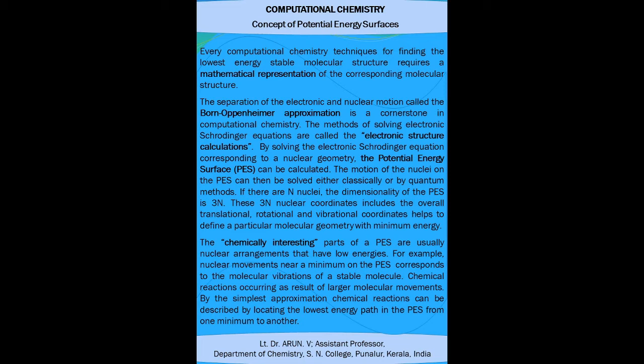The chemically interesting parts of a potential energy surface are usually nuclear arrangements that have low energies. For example, nuclear motions near a minimum on the potential energy surface correspond to the molecular vibrations of a stable molecule. Chemical reactions occur as a result of larger molecular movements. By the simplest approximation, chemical reactions can be described by locating the lowest energy path on the potential energy surface from one minimum to the other.